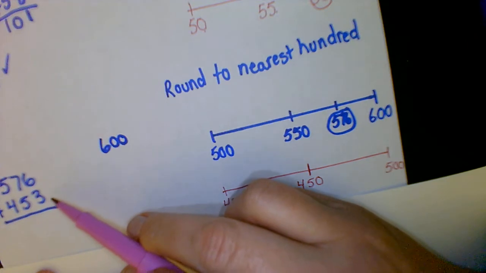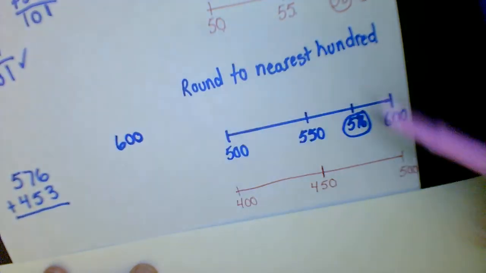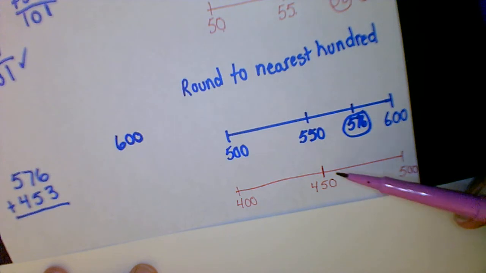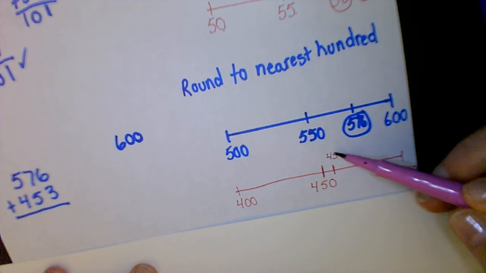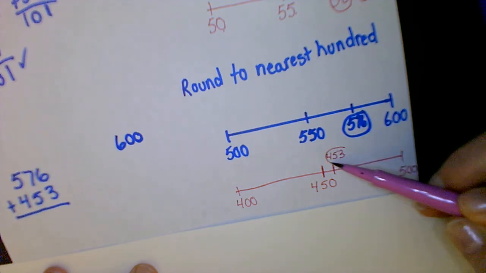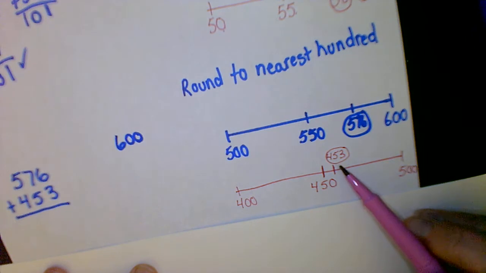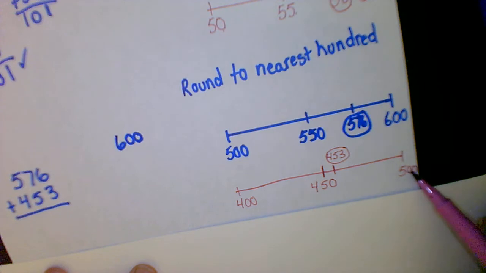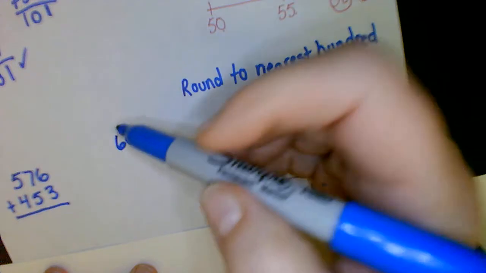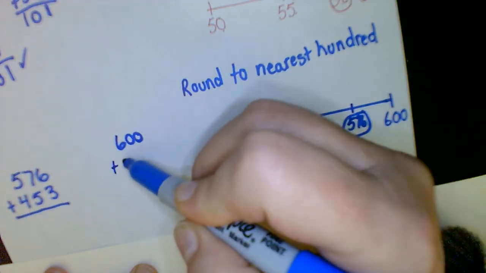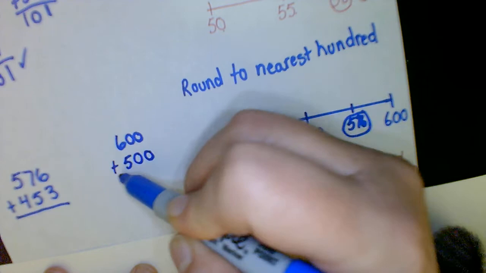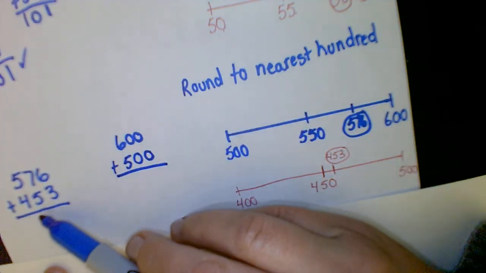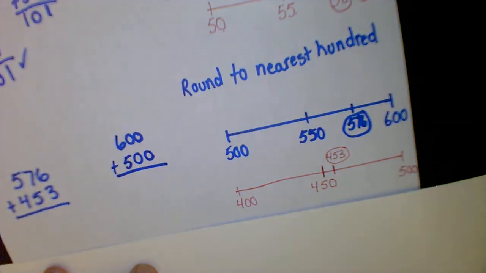Now, let's check this number again, 453. That's really close to 450. It's just a little bit past, so I'm going to put it right here. So when I look at this, my 453, is it closer to 400 or is it closer to 500? And it is closer to 500. So I'm going to, let's do this one vertical. All right, so 453 is closer to 500.